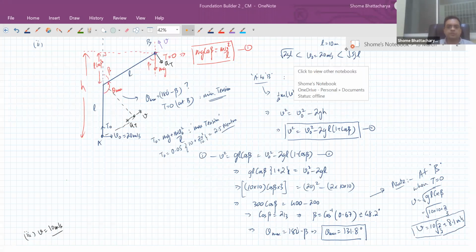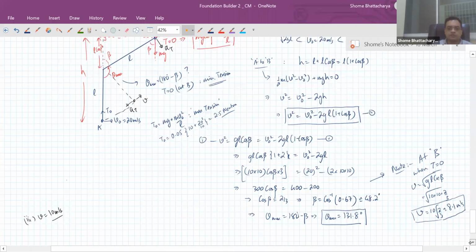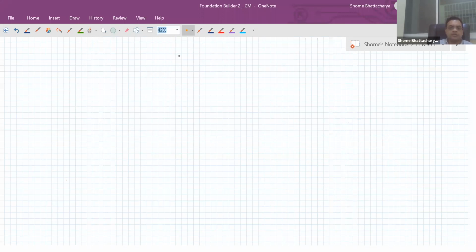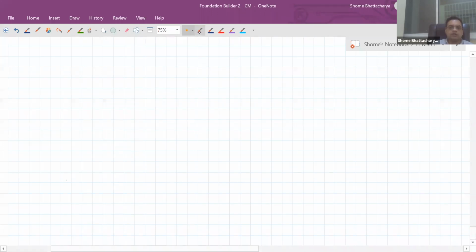Very good, that's correct. All the three answers you sent are correct. The maximum angular displacement will be 60 degrees, or cos inverse of half. Okay, so let me just show the calculation for everybody else also.